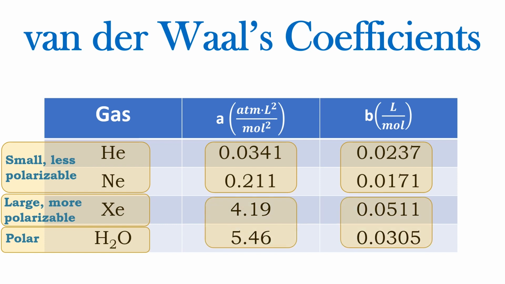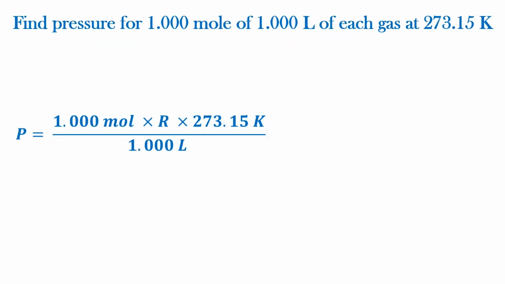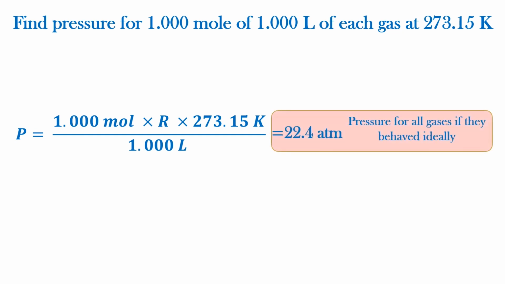Let's compare the pressures from the ideal gas equation to van der Waals equation, and I'll start with the ideal gas equation. Let's find the pressure for 1 mole in 1 liter of each gas at 273.15 K. Of course, the ideal gas law will give the same pressure for all the gases, 22.4 atmospheres. This would be the same pressure for all gases if they behaved ideally.